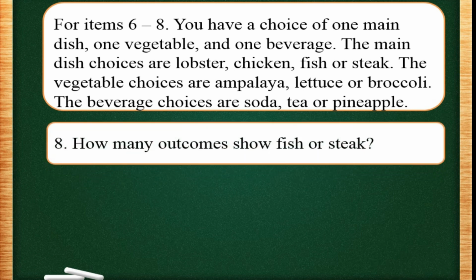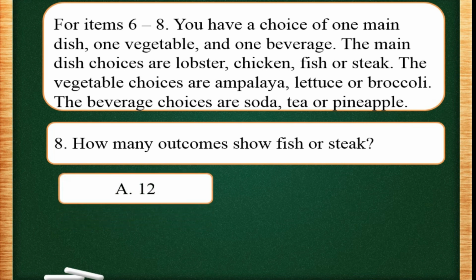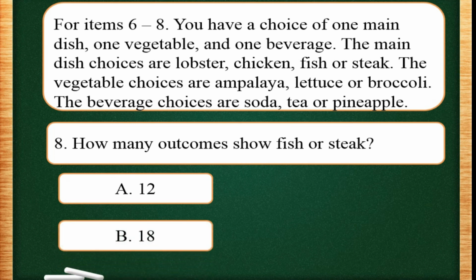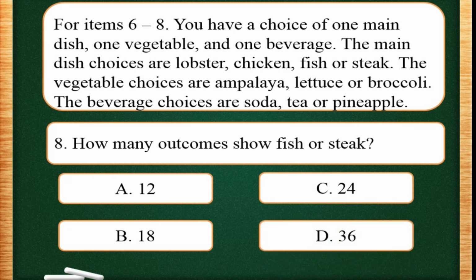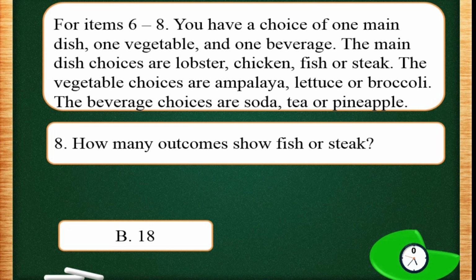With the same given as the previous, number 8, how many outcomes show fish or steak? Letter A, 12, B, 18, C, 24, D, 36. And your answer is 18. How's that? 9 for the fish and 9 for the steak. That's 9 plus 9 is equal to 18.